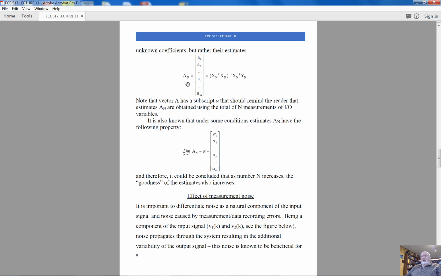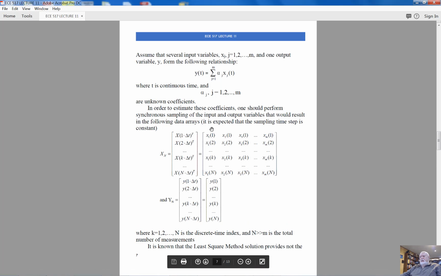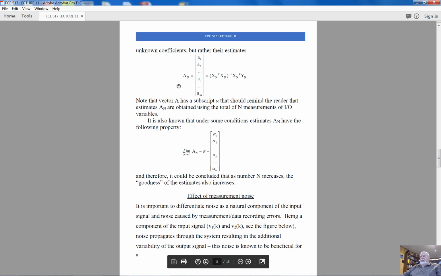What is the significance of this subscript N? I want to emphasize that these coefficients are obtained using these data arrays, array X and array Y, and each array contains a total of capital N measurements. And therefore, the solution that I will get out of this data will be dependent on the total number of observations. If I would use additional, let's say, 200 observations, the result could easily be different.